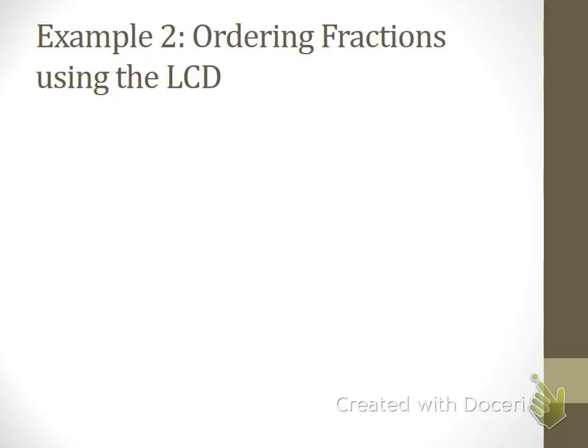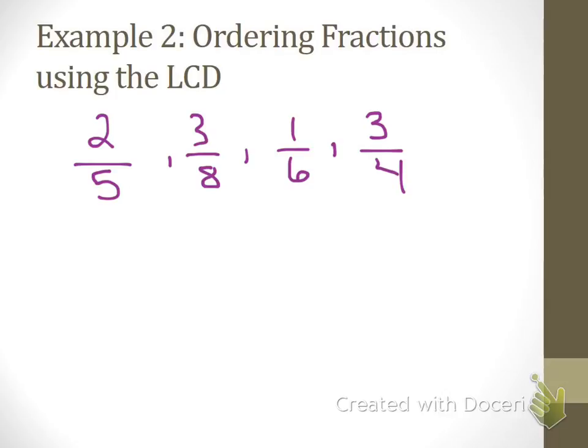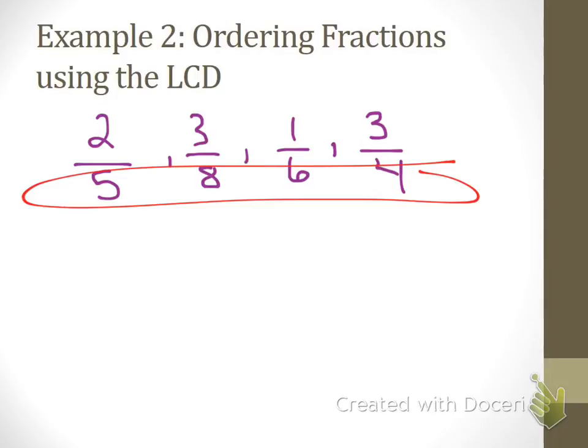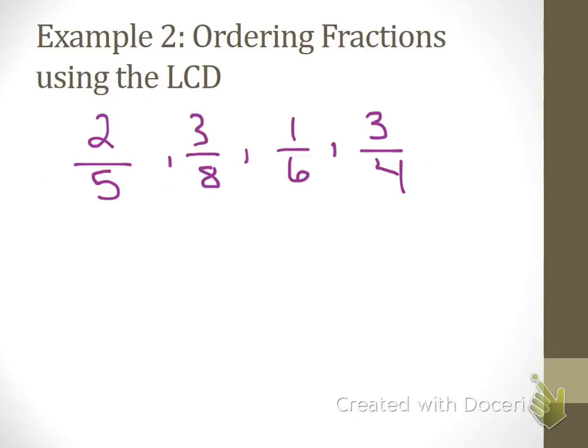Okay, so now we're going to apply that concept to ordering fractions using the LCD. I want you to write these 4 fractions down: 2/5, 3/8, 1/6, and 3/4. We want to compare these fractions. Which one is the smallest? But I can't just tell right off the bat because I do not have what? Common denominators. So I first have to figure out what is the smallest number that goes into all 4 numbers.